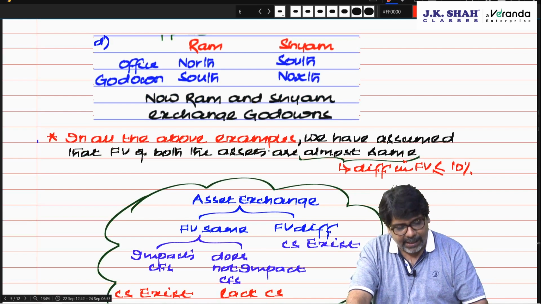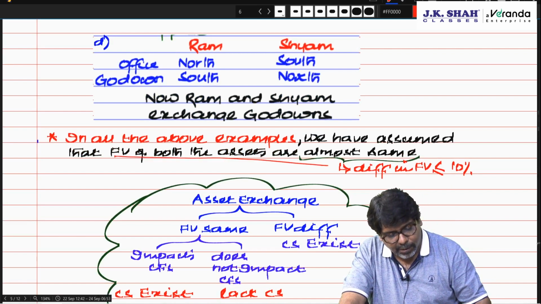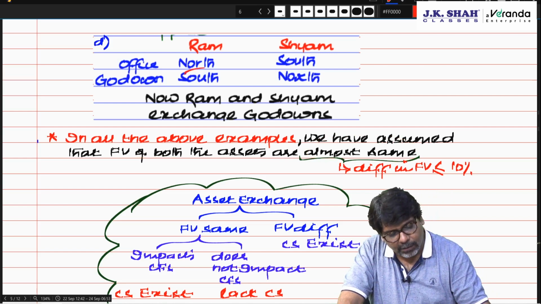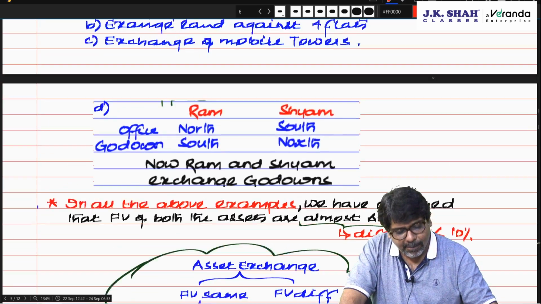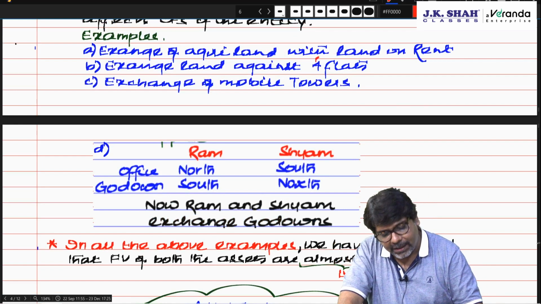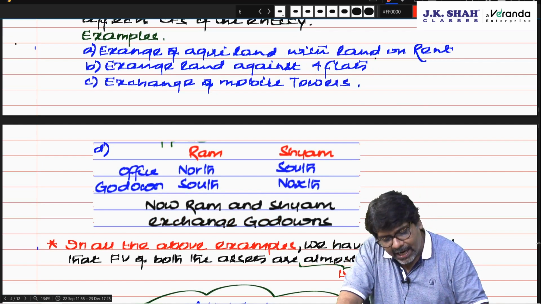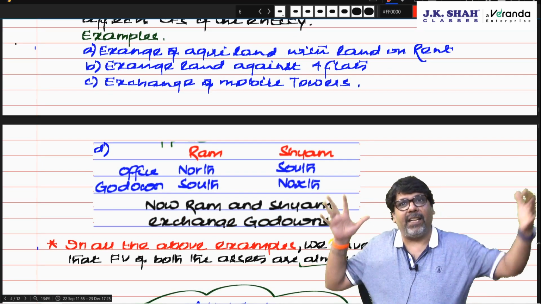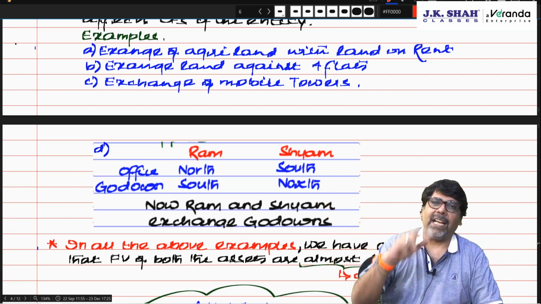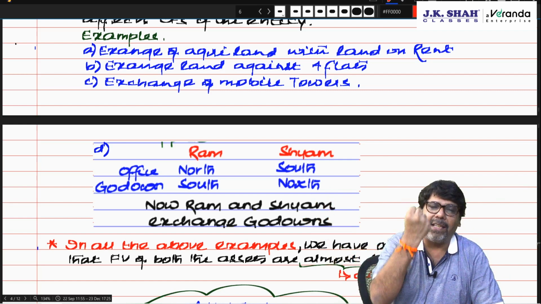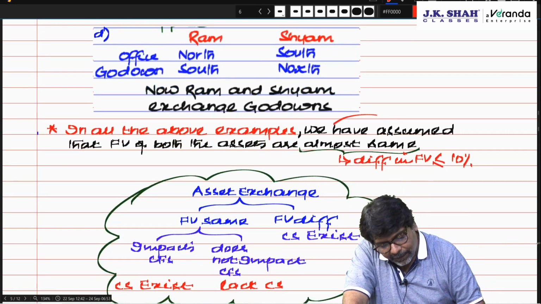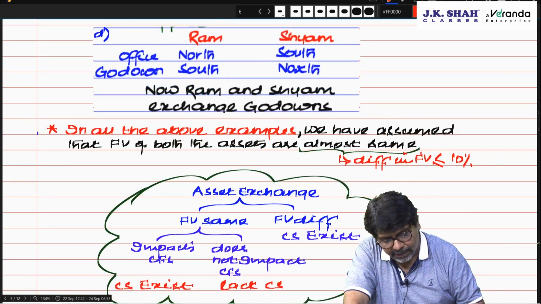In all the above examples, we have assumed that fair value of both the assets are almost same. But still it will impact. Godown, same. Mobile tower, same. Land and 4 flats, value same, but who can generate cash flows immediately? Agricultural land, land on rent. Maybe the agricultural land is big, land on rent is small. Both fair values same, but cash flows will be different. Agricultural land will generate less rent, commercial land will generate more rent. Am I clear? So we have assumed that the fair value is same. That means difference in fair value is less than 10%.